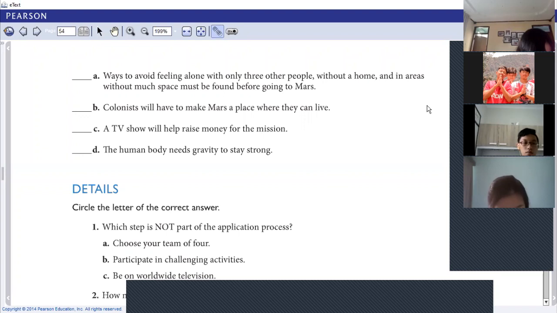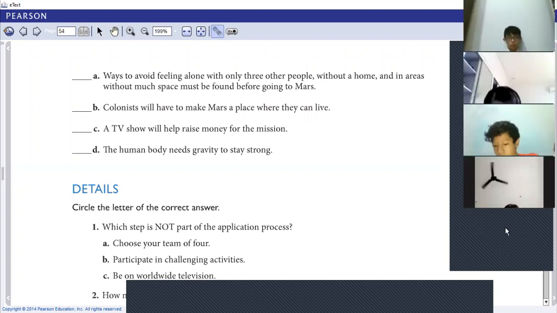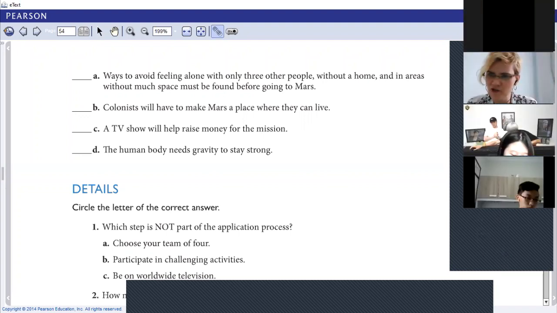We're going to go to C. A TV show will help raise money for the mission. Wow, interesting. Okay, I'm going to ask Joshua.